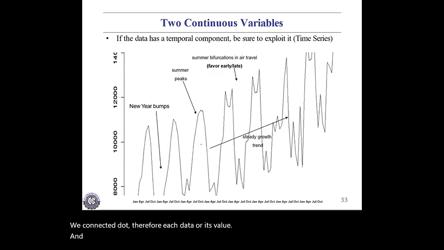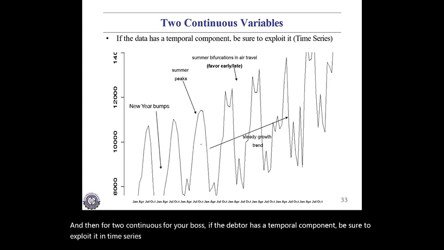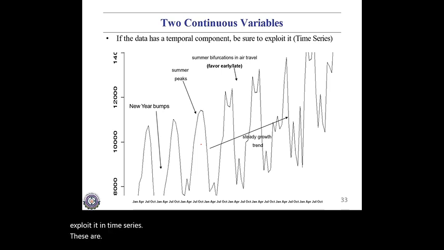And then for two continuous variables, if the data has a temporal component, be sure to exploit it in time series. This is an example of time series data. So we can see the pattern, or the trend. This is steady growth.